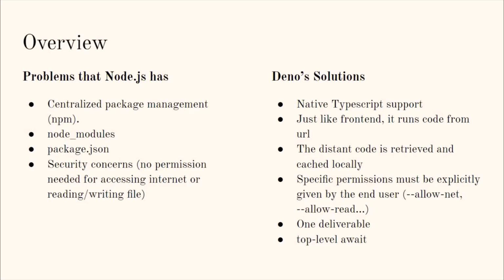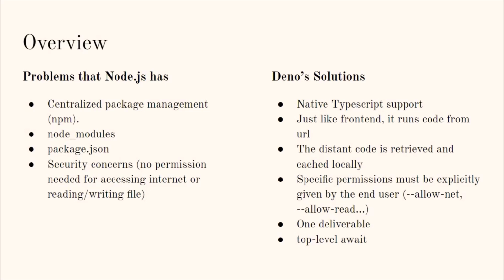And then let's have a look at how Deno solved that. First of all, Deno by default accepts TypeScript. You can also write JavaScript, but there is no problem with TypeScript. You don't need Webpack to transpile TypeScript into JavaScript. No, natively it reads TypeScript.